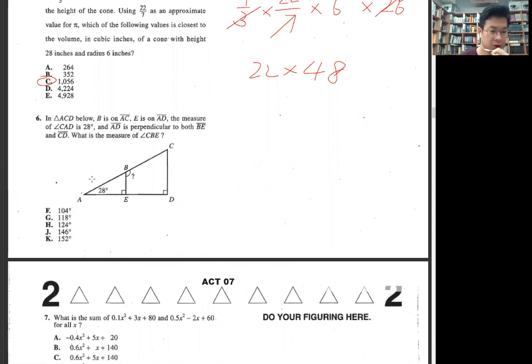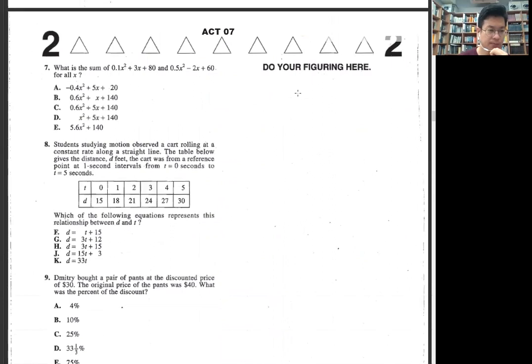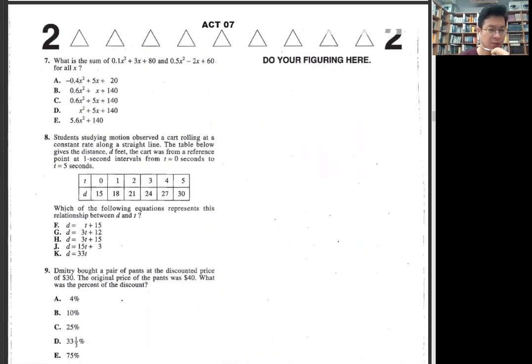CAD is 28. So if this is 2890, this one's supposed to be 62 and 118. What is the sum of these two? So adding up 0.6, adding up x.